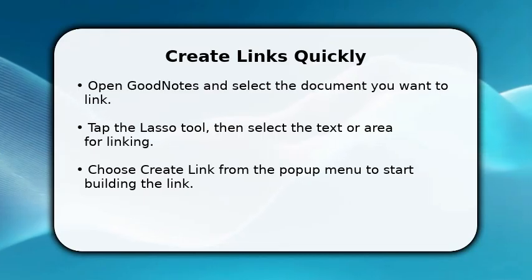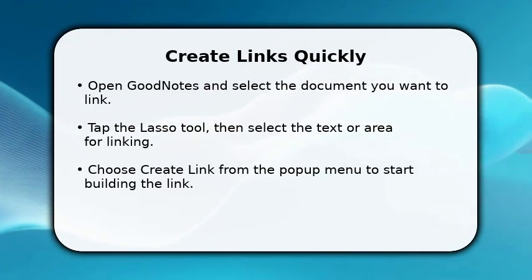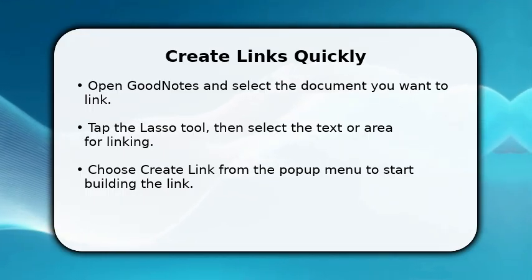Open Goodnotes and select the document you want to link. Tap the lasso tool, then select the text or area for linking. Choose Create Link from the pop-up menu to start building the link.